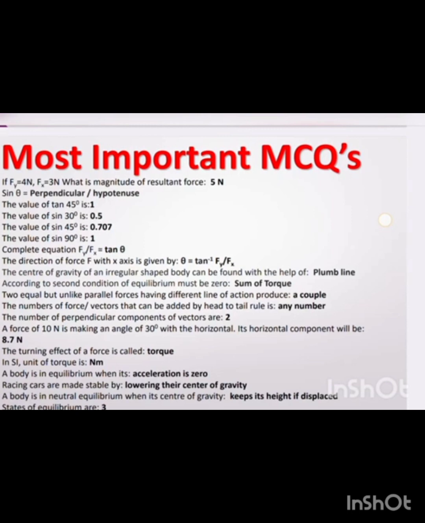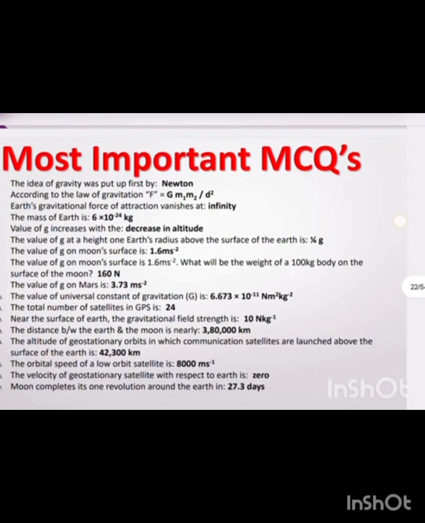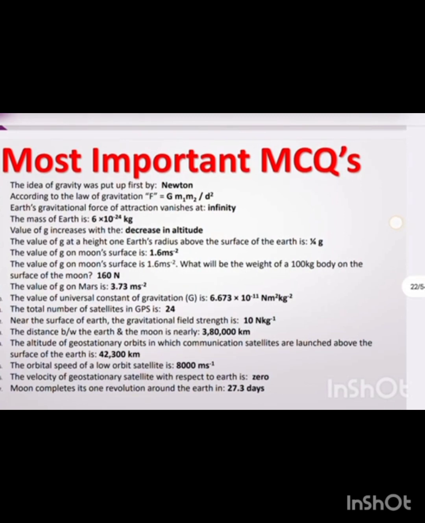The turning effect of force is called torque. In SI, unit of torque is Newton meter. A body is in equilibrium when its acceleration is 0. Racing cars are made stable by lowering their center of gravity. A body is in neutral equilibrium when its center of gravity keeps its height if displaced. States of equilibrium are 3. The idea of gravity was first put up by Newton. According to the law of gravitation, F is equal to G m1 m2 over d square. Earth's gravitational force of attraction vanishes at infinity.